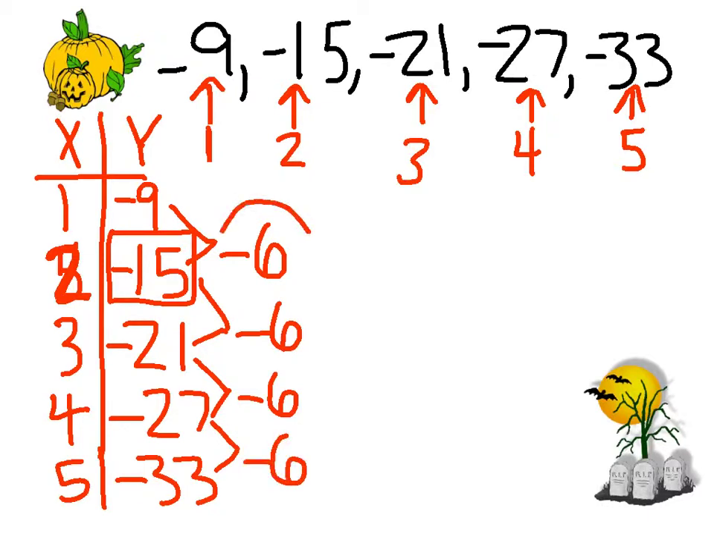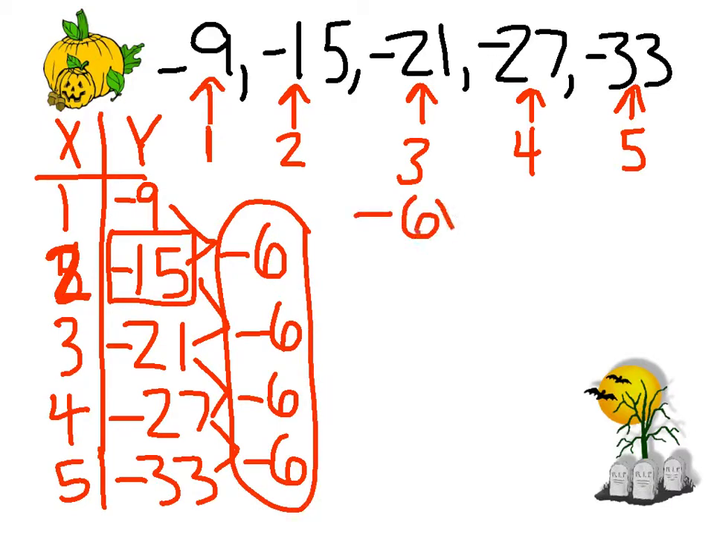So our number is negative 6. That's going to be our coefficient next to our x, remember? So we have negative 6x plus whatever number is missing, we don't know what it is yet, is equal to y. Now we need to find our number, so we plug in our ordered pair.